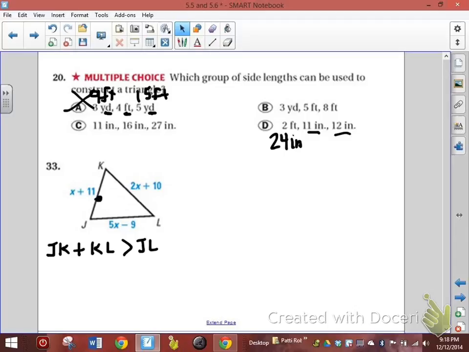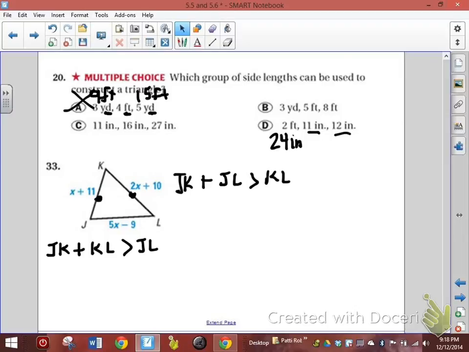So that was this one, and this one is bigger than the third one. Another combination would be JK plus JL has to be bigger than KL.